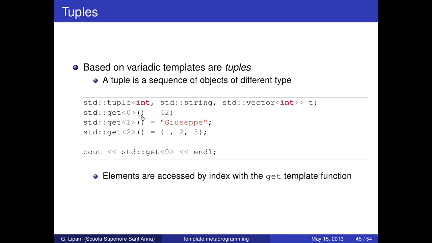I should pass t here. So I have an error here. I should write t here. So standard get 0 t is equal to 42. So I'm assigning 42 to the first element. Standard get 1 of t is Giuseppe. So the string is assigned my name. And standard get 2 of t is 1, 2, 3. So it's a vector with three integers. And then you can also of course use it by printing. So this is to be standard get 0 of t again, sorry for all these mistakes. I'm going to correct soon.